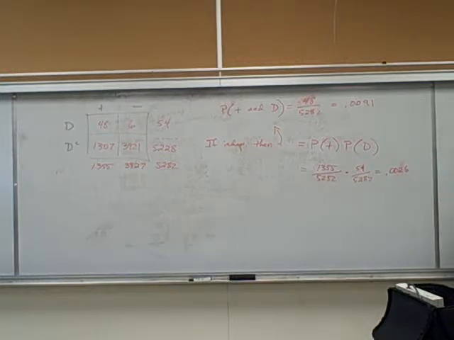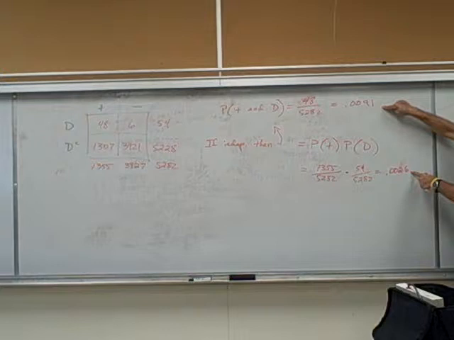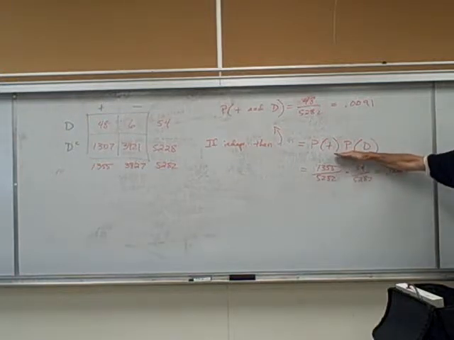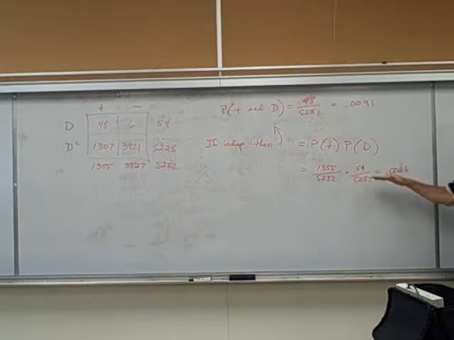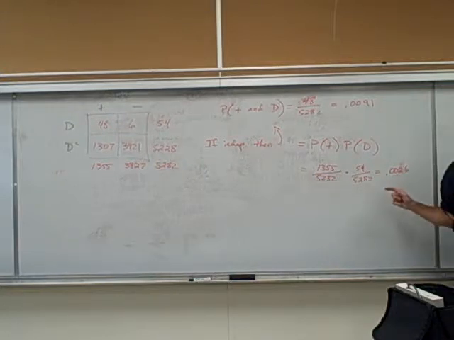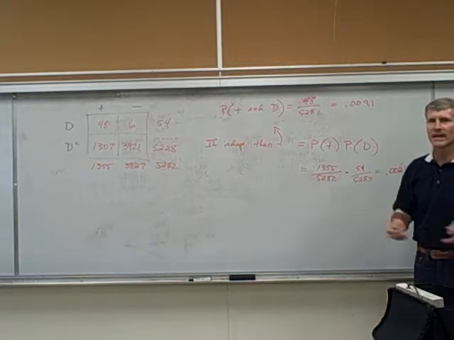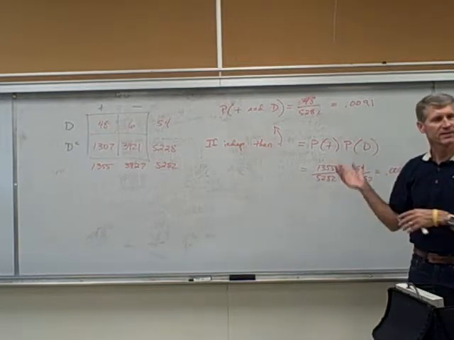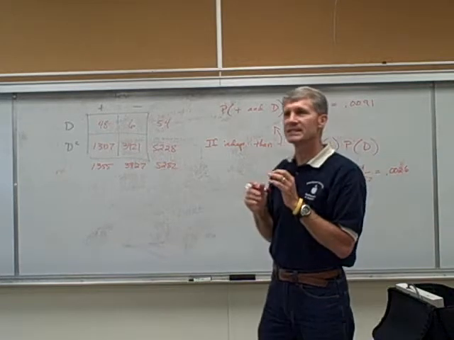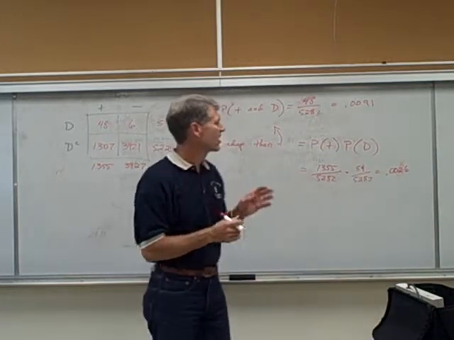So are they independent? No. If they were independent, these two numbers should be the same. Since it doesn't work to just break up the "and," you don't get the right answer, then they must be dependent. With real data, they're never going to be exactly equal. They will be with rolling dice and stuff like that. But with real data like this, they're never going to be exactly equal.